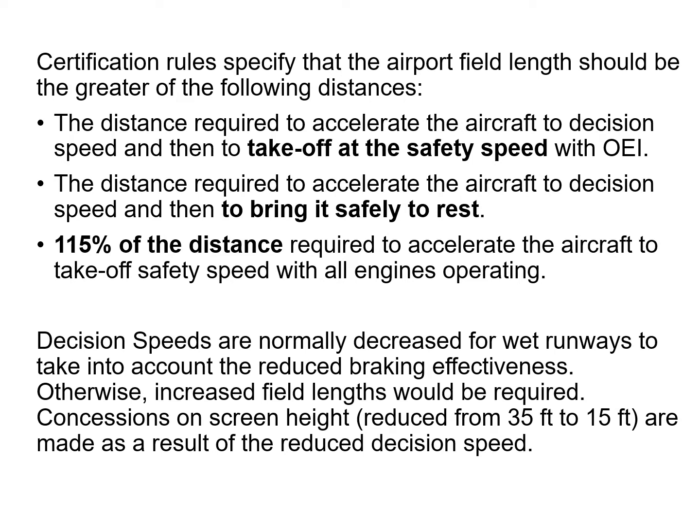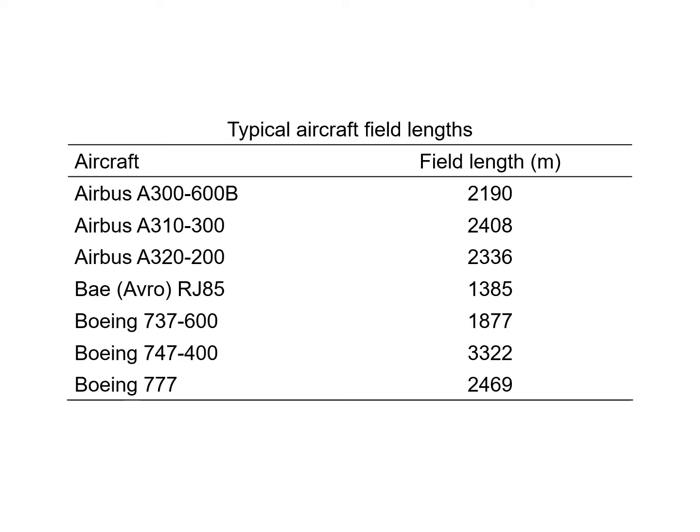The decision speeds are normally decreased on wet runways to take into account the reduced braking effectiveness. Otherwise, increased field length would be required. Concessions on screen height are made as a result of the reduced decision speed. So these are some extra considerations. Showing here are some typical aircraft field lengths. For example, the Boeing 747-400 has the longest field length, which is 3,322 meters. And for smaller aircraft like the Airbus A300, it's slightly smaller.